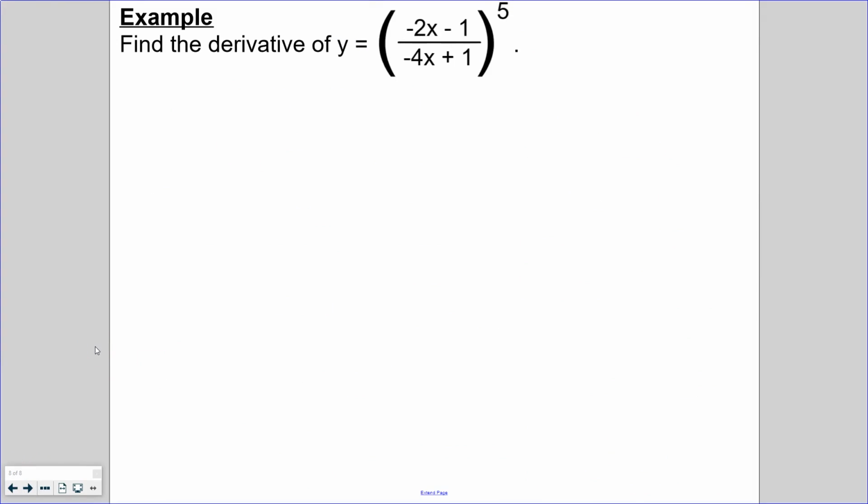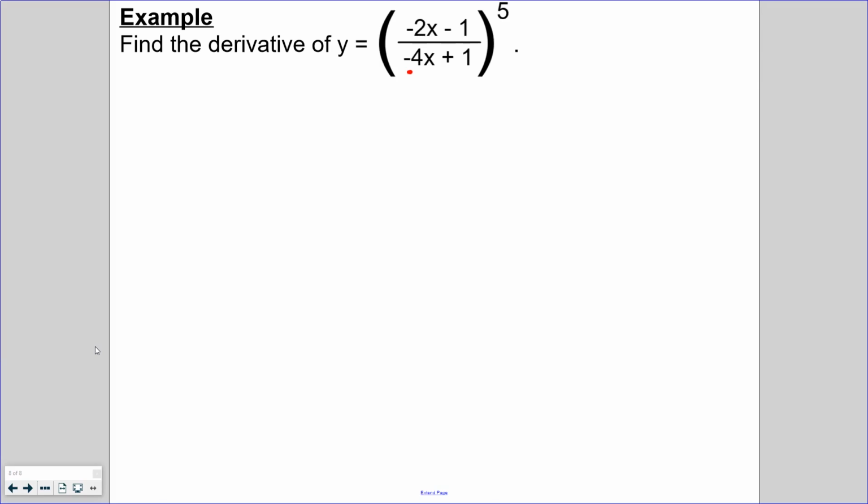And now the last example we have is a little bit of a doozy. Because we want to find the derivative of the quantity negative 2x minus 1 over negative 4x plus 1 to the 5th. So this is opposite from what we've done before, because before we've had the quotient rule on the outside, and the chain rule on the inside. But in this problem, we've got the chain rule on the outside and the quotient rule on the inside.